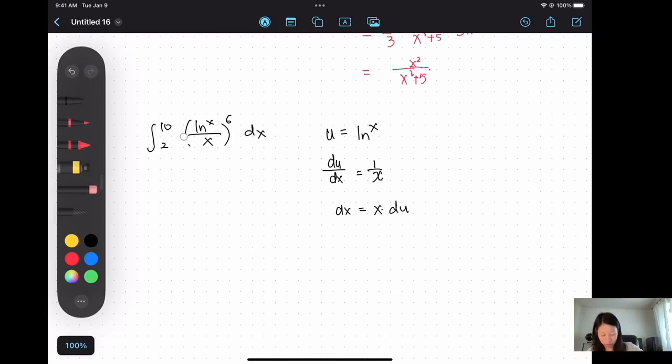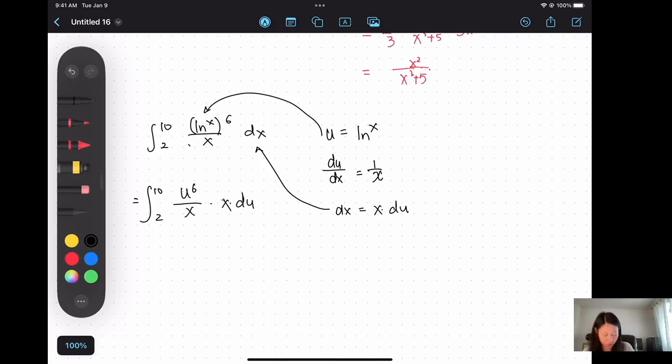Oh, I'm sorry, these parentheses should be in here, just on the top. So the 6th power is just on the numerator. All right, so the next step is I substitute u for ln x, and dx equal to x times du into the function. I have from 2 to 10, u to the 6th power over x times du. Now when we simplify, cross cancel these two, so I end up with the integral from 2 to 10 of u to the 6th power du.